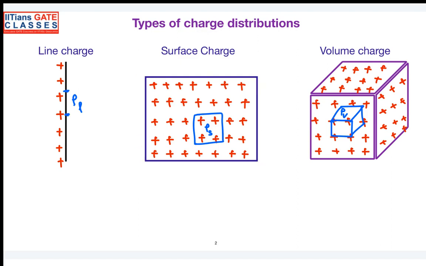And when the charge is distributed in a volume, we have already seen an example of a non-metallic solid sphere. In a non-metallic solid sphere, the charge will be distributed inside the volume. So that can be considered as a volume charge. If the charge is distributed along a line, you can call it a line charge. If it is distributed over a surface, it is called surface charge. And if it is distributed over a volume, you can say a volumetric charge.